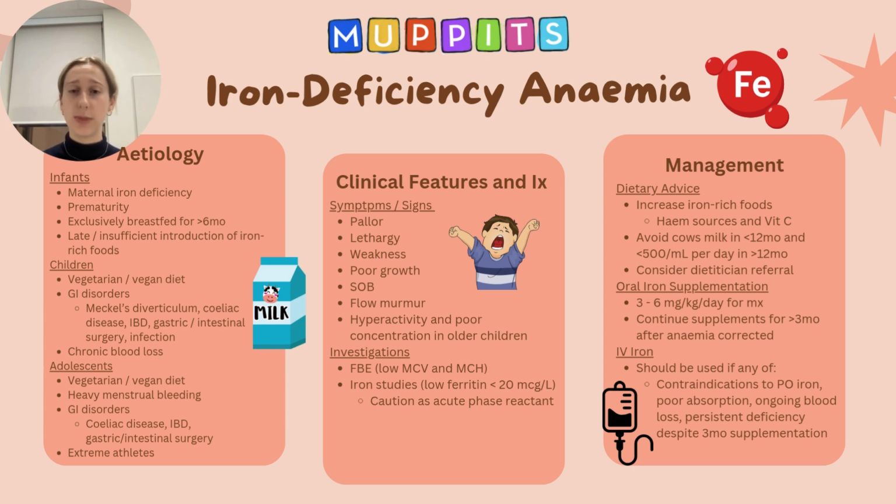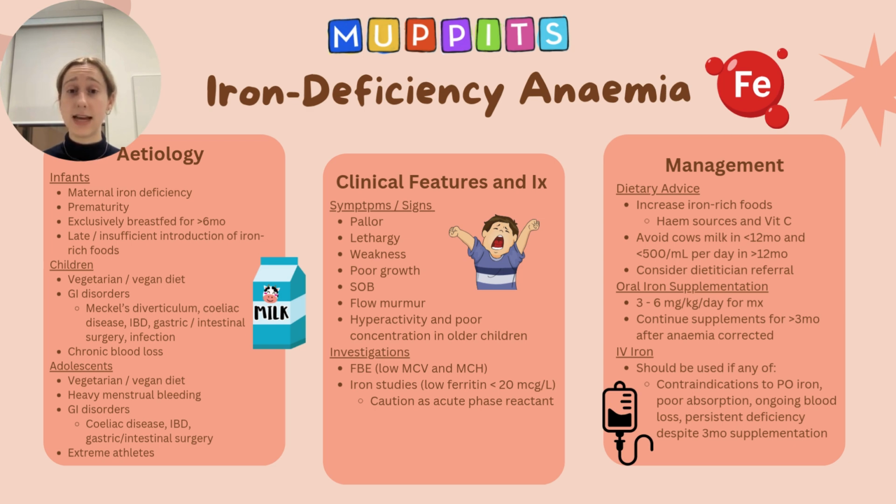In children, this could be due to a vegetarian or a vegan diet, or blood loss from GI disorders like Meckel's diverticulum, celiac disease, IBD. It could be because they've had gastric or intestinal surgery, so they're having poor absorption of iron. It could also be due to infection, most commonly chronic infection as well, or other forms of chronic blood loss.